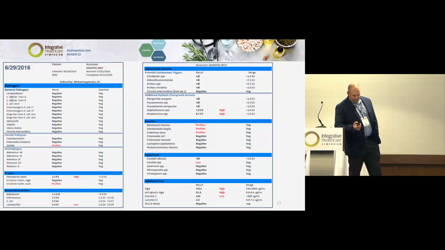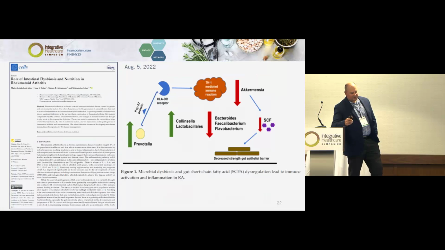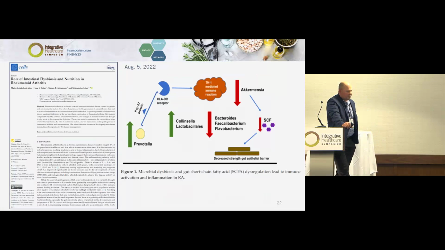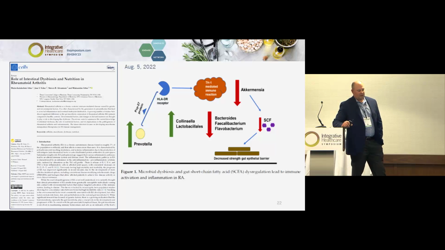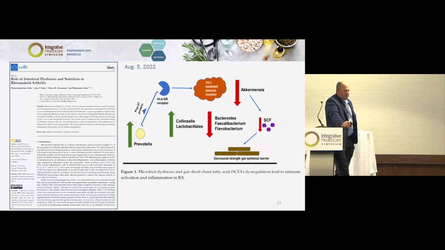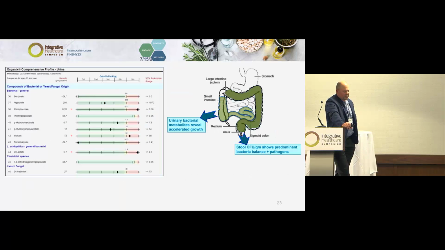So this was a study just looking at the role of intestinal dysbiosis in nutrition and rheumatoid arthritis. This was published last year in 2022. And the big take-home here is that there's dysbiosis in autoimmunity, and we talked about that mucus layer, and we typically see lower amounts of Akkermansia and F. prausnitzii. So we also did, on the multi-panel, you can see on the organic acids that there are some abnormalities here.